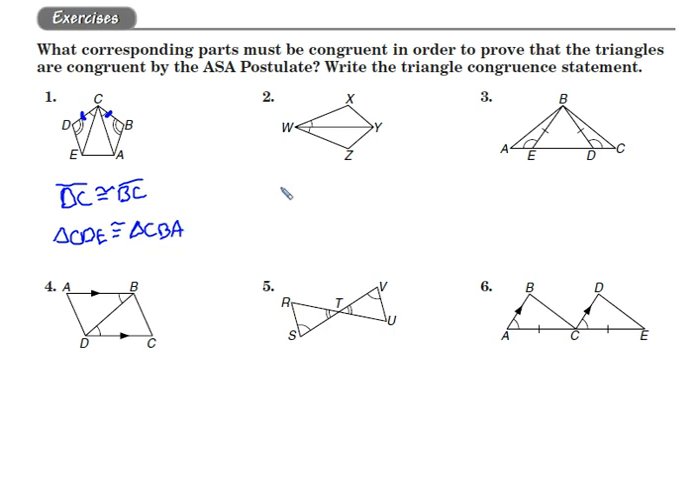On number 2, we have to point out a couple things because they're only telling us one angle. Angle XWY and angle ZWY are congruent. We also need to point out angle X and angle Z, that those are congruent to each other, so we will say that here.